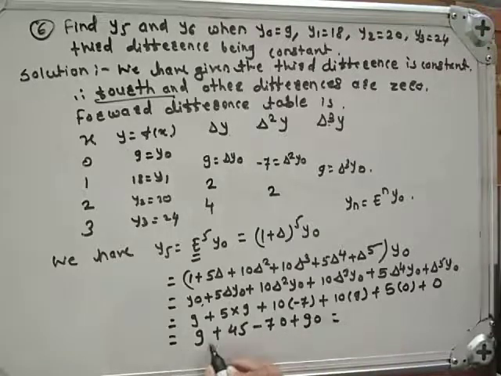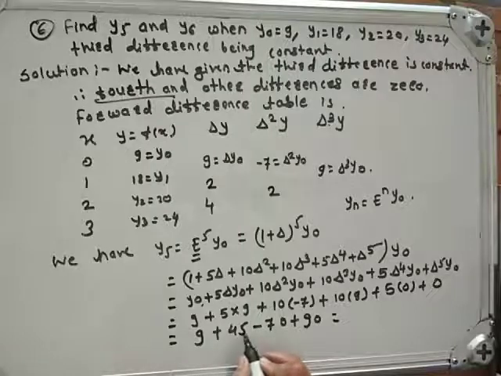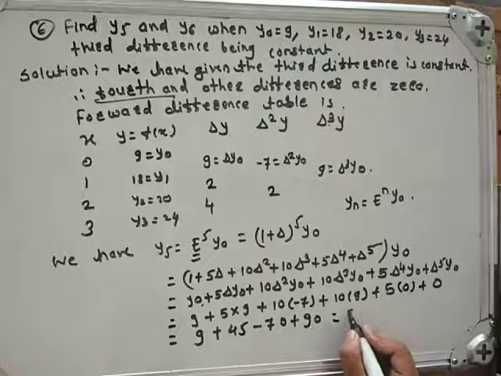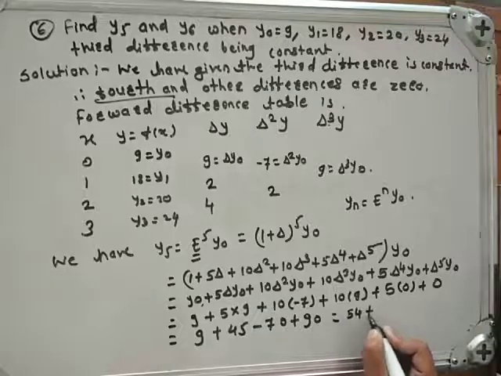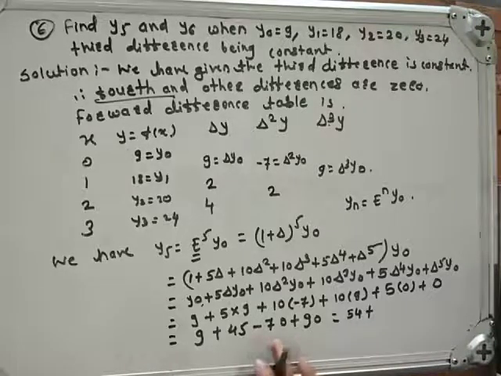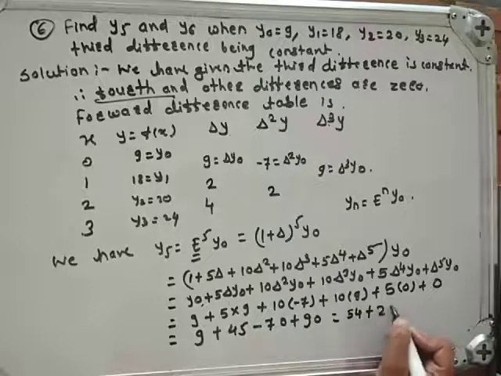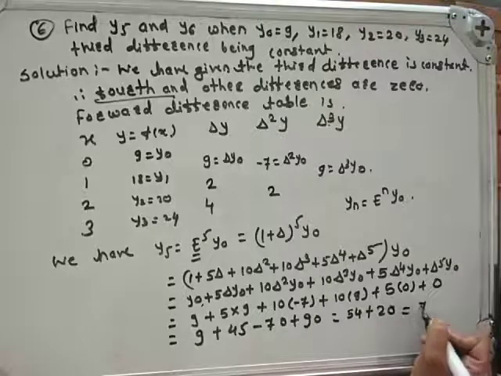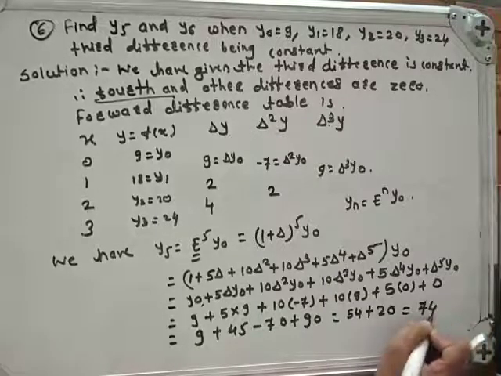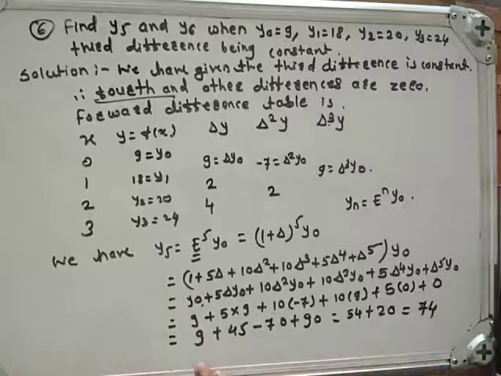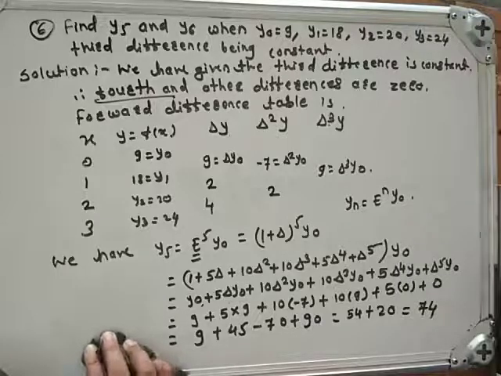Which is equal to 9 plus 45 is 54 plus minus 70 plus 90 is 20. This is equal to 74. This is the value of y5. Similarly, we will calculate y6.